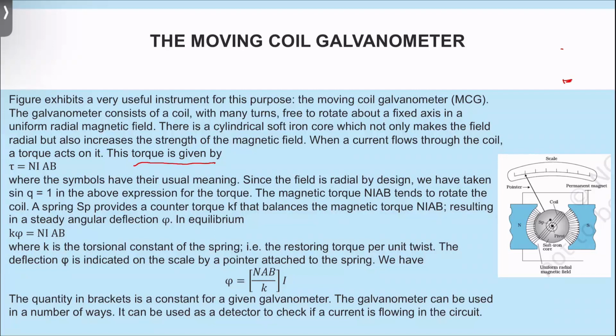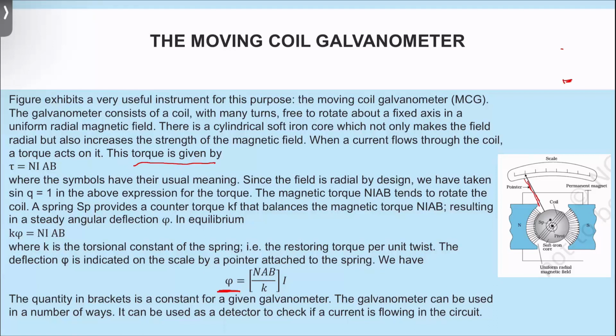The deflection that is shown by the pointer on the scale is a function of this phi, which is the deflection. We can also call it the angular deflection. That is dependent on the number of turns of the coil that we are using for the galvanometer.